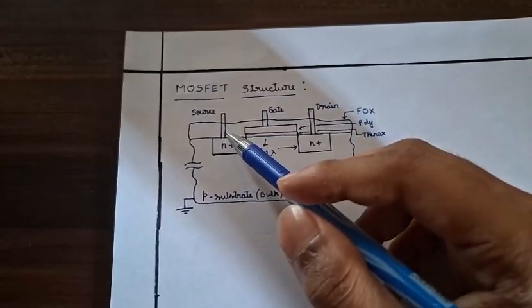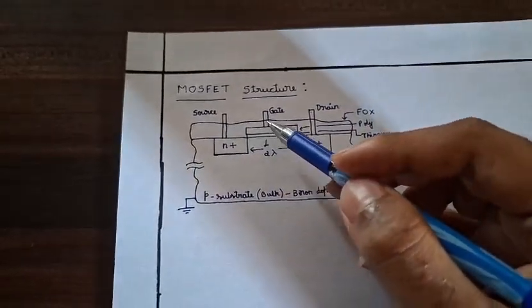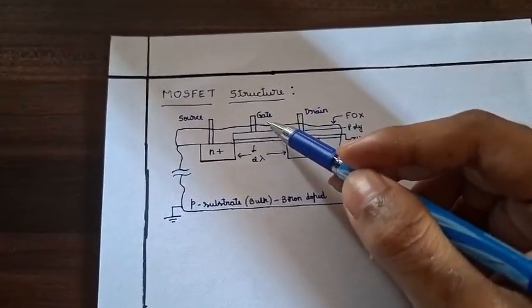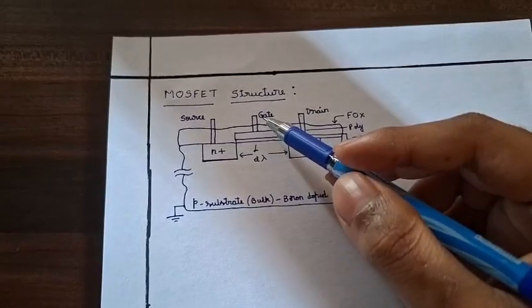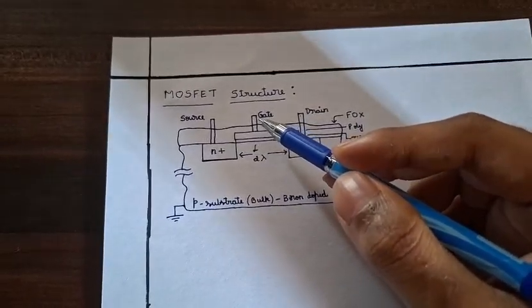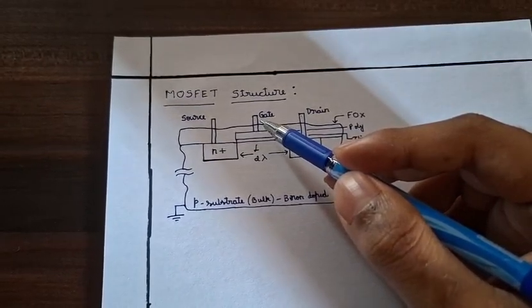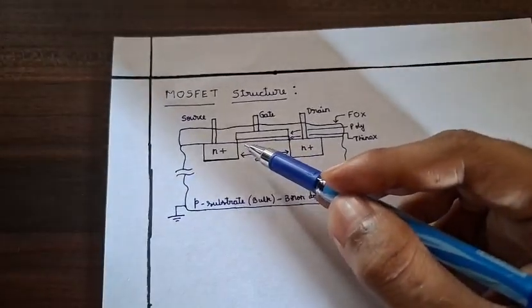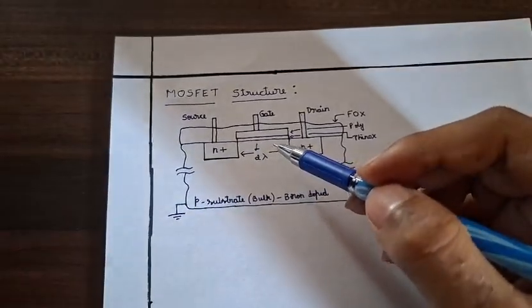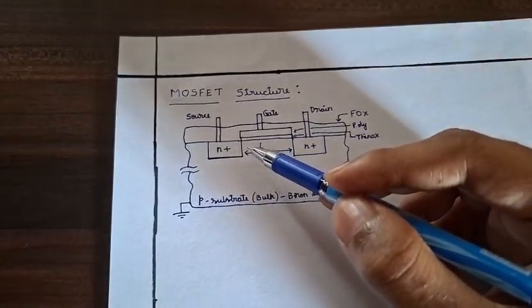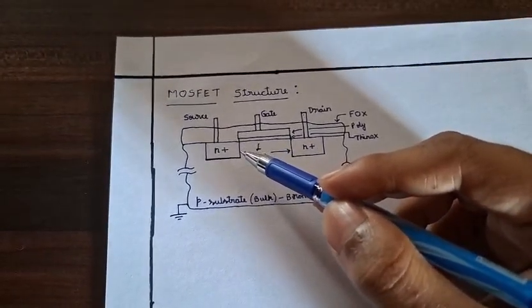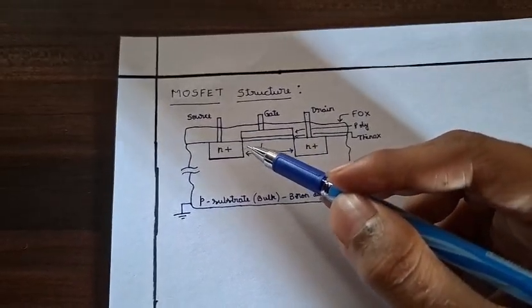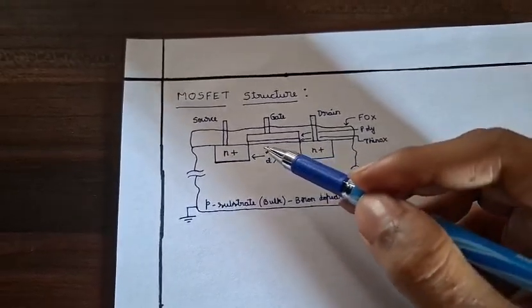This is the source electrode, gate electrode, drain electrode. The gate electrode acts as the control electrode, for which if an electric field is applied, it influences the channel formation, or it influences the formation of the channel and the movement of the charge carriers in the channel.